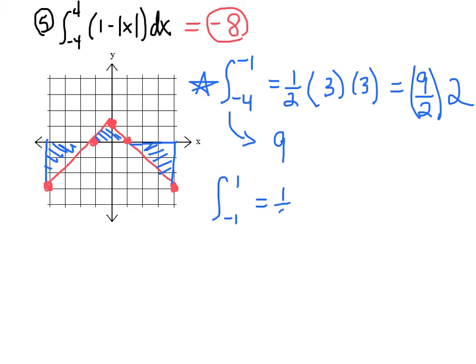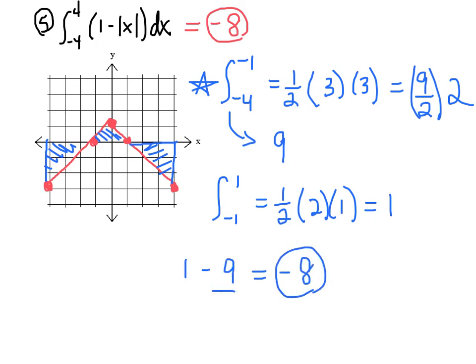So I'm going to take the area of that little triangle, and I see that the base is 2 and the height is 1, so the area is 1. So then I'm going to do 1 minus 9, which equals -8. And again, I'm subtracting because the area of those two triangles is underneath the x-axis.